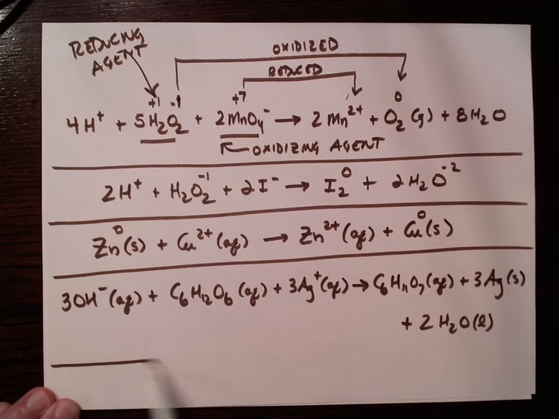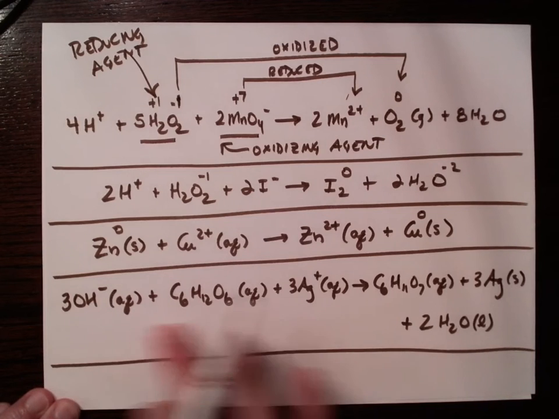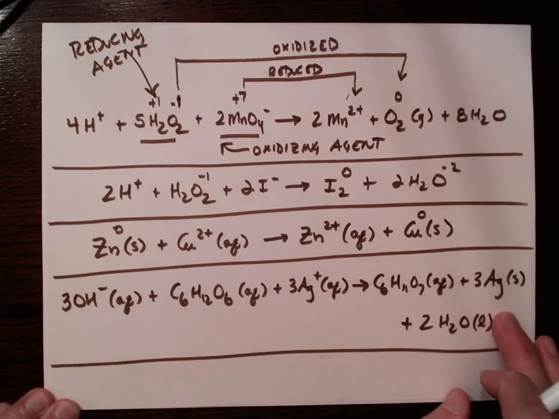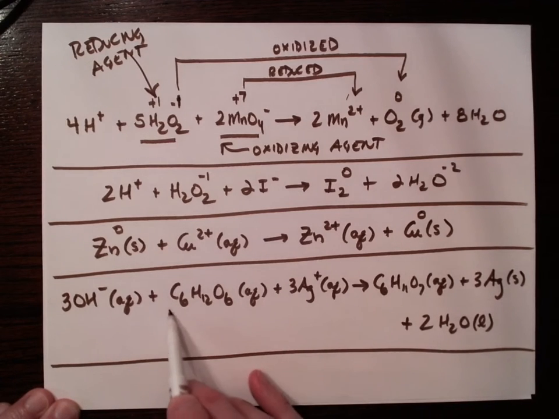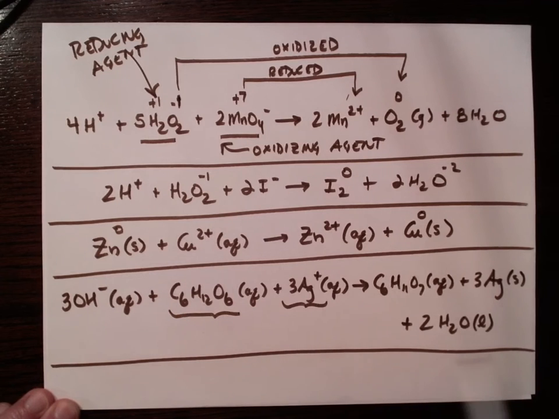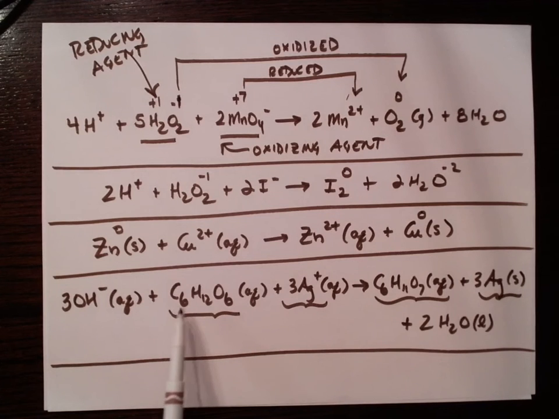This particular reaction here is a very interesting one. I usually perform this reaction in class. I'd like you to find what is the oxidizing agent and the reducing agent. I don't know which is which. I'm just underlining them here to help you maybe see which might be which. But I'd like you to try to figure out what is the oxidizing agent and the reducing agent in this particular reaction. And it's an interesting reaction because it's dissolved silver ions reacting with glucose.